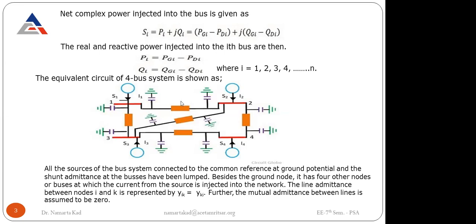Like when I said that this is the admittance between bus number 1 and bus number 2, it can be represented as Y1,2. I is one bus and K is the other bus. So YIK or YKI is used when the admittance is connected between the 2 buses. Similarly, this admittance is represented like Y24 and Y42. It's the same, YIK or YKI. Further, the mutual admittances between the lines are assumed to be 0.